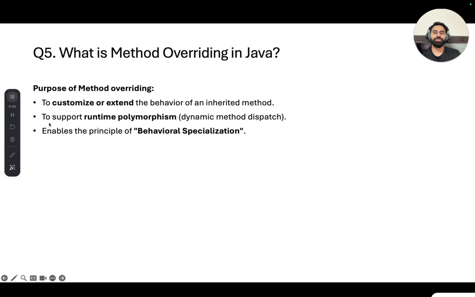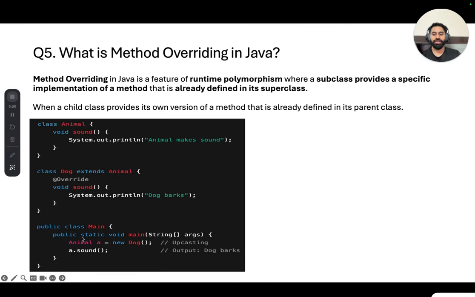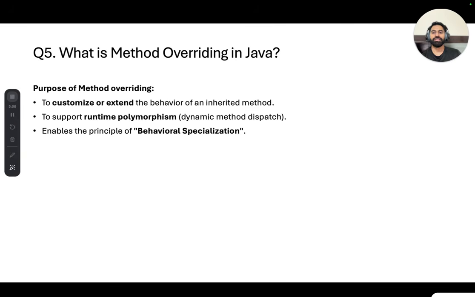And the second point is to support runtime polymorphism, that is dynamic method dispatch. Here, Animal a equals new Dog, so this is a dynamic dispatch. And the third point is that it enables the principle of behavior specialization. We are putting the behavior logic into the different classes.